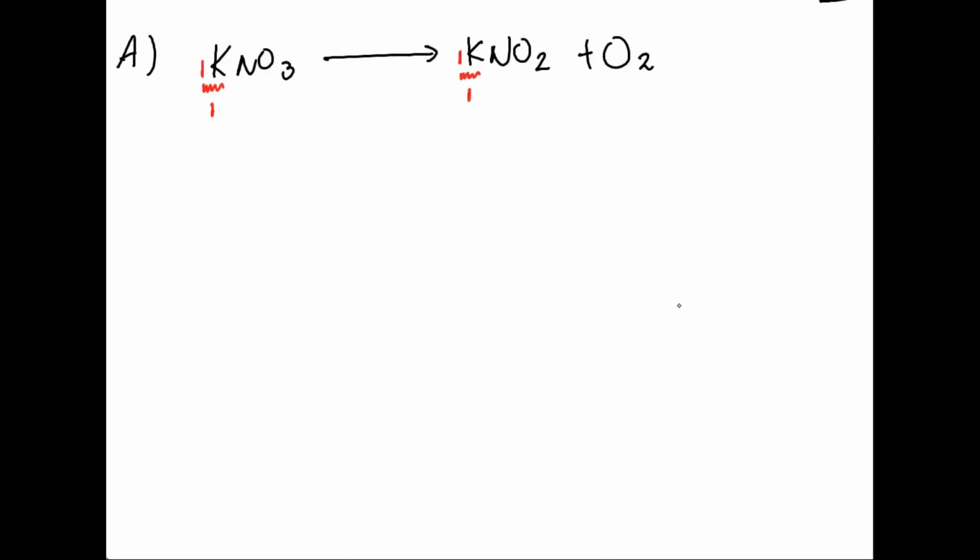Next, let's go with N. How many nitrogens do you have? You have 1. You have 1. All right. N is also balanced.